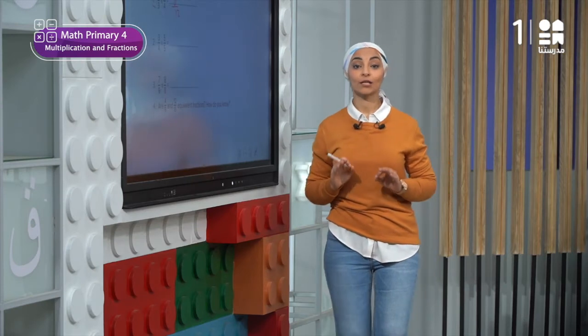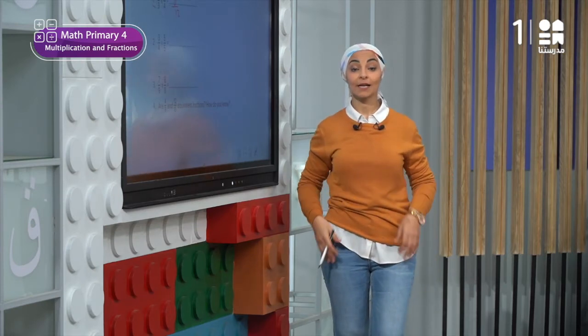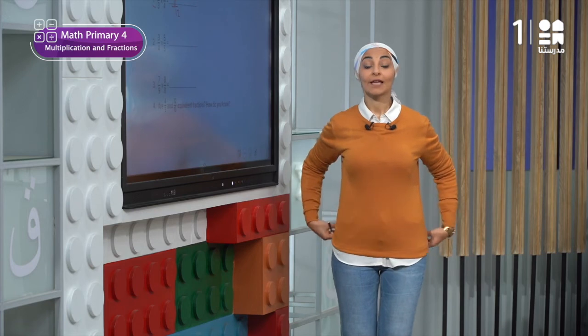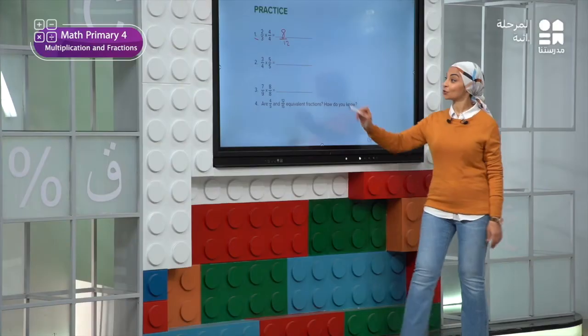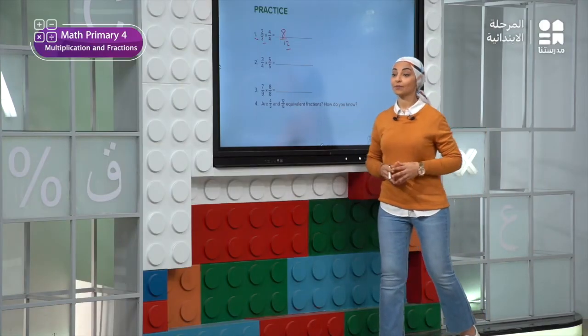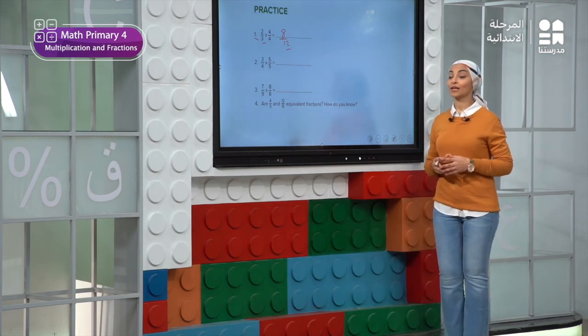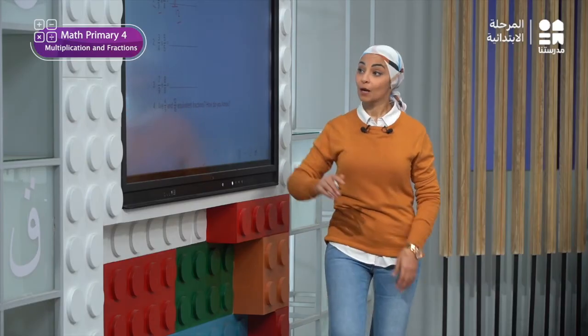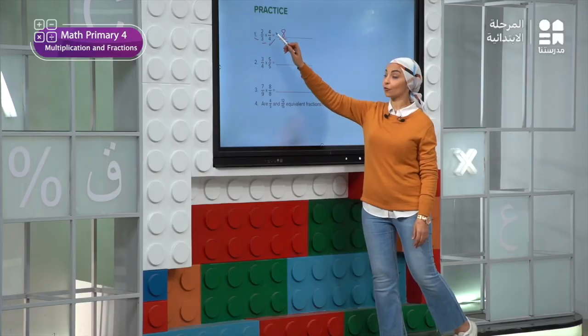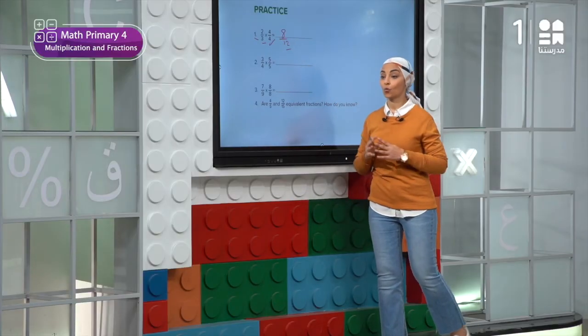I am sure all of you understood from the lesson that 8 over 12 is an equivalent fraction to 2 over 3. Why is it an equivalent fraction to 2 over 3? Because we multiply it by whole 1. This 4 over 4 means whole 1.